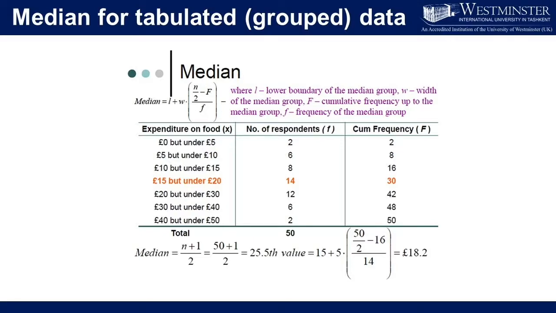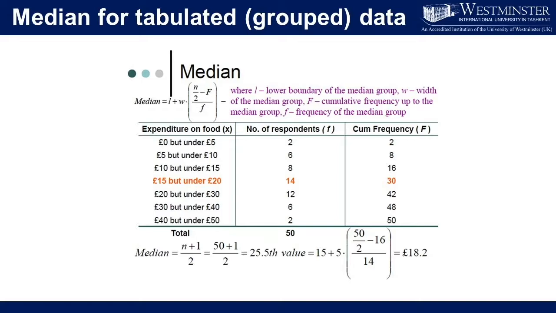Now, the formula to find the median for grouped data is the following. The median is the lower boundary plus the width of the median group multiplied by n divided by 2 minus cumulative frequency, divided by frequency. L stands for the lower boundary of the median group, W stands for the width of the median group, F stands for the cumulative frequency up to the median group, and f stands for the frequency of the median group. But what is that median group?